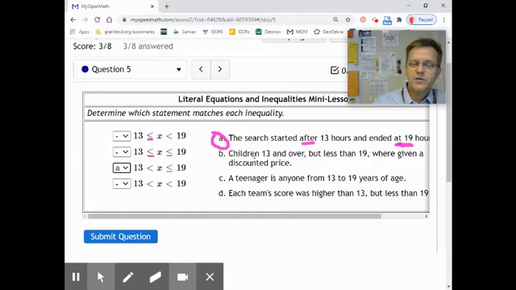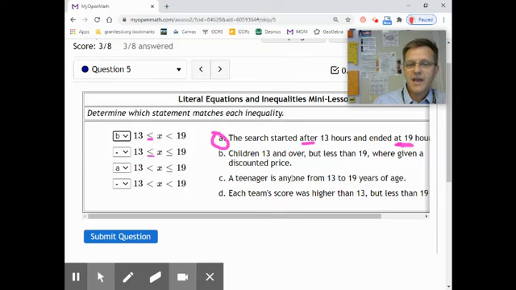How about this one? Children 13 and over, that means 13-year-olds are included. That means it's one of these top two. But less than 19 were given a discount. So that means 13-year-olds get the discount, but 19-year-olds don't. So that would have to be this top one, because x is greater than or equal to 13. They're in, but less than 19. That's exactly B right here. This one's B. And by the way, these are the same answers that are in your quiz. They're just maybe in a different order. So I'm really giving you all the answers right here.